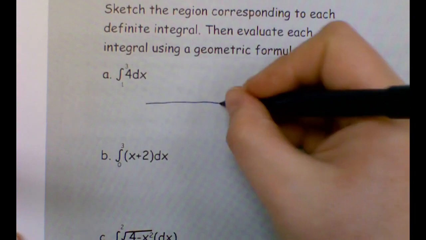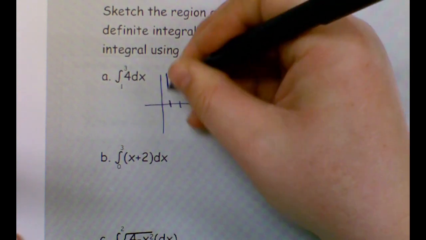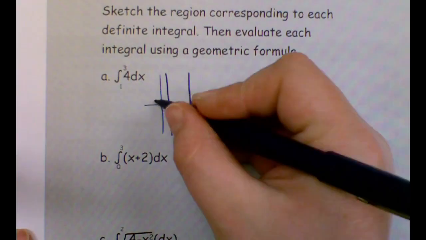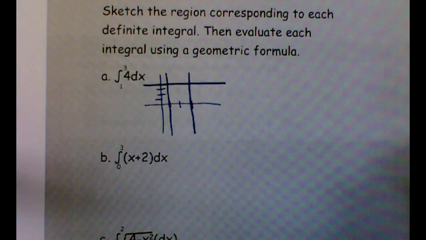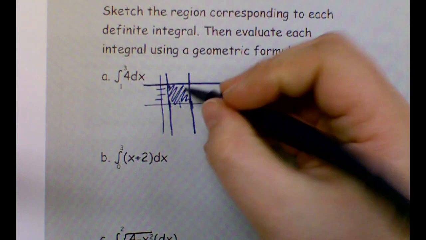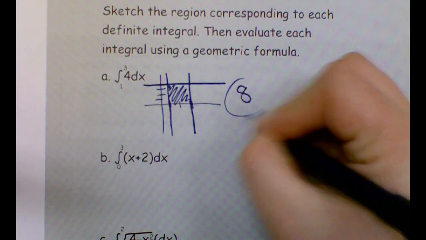So the area from 1 to 3, bounded here, of the function 4. 4 is just a horizontal line. So we're really just finding this area right here, which is a width times a height, which is 2 times 4. That area is 8.